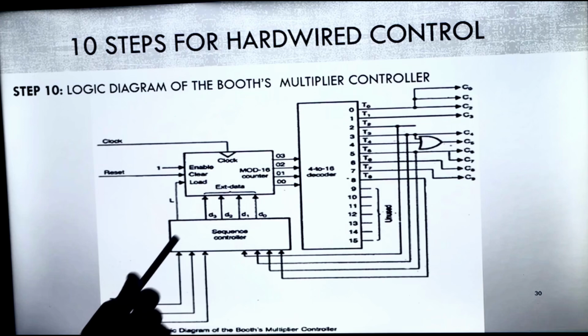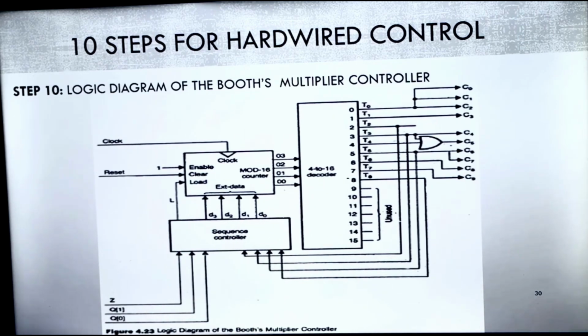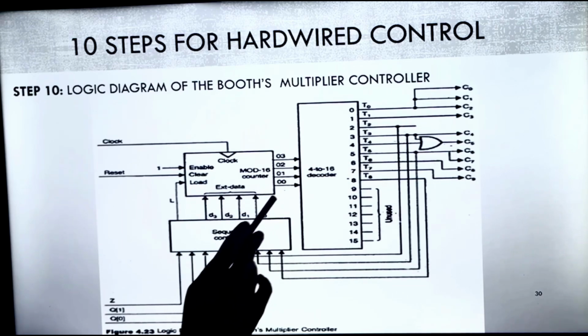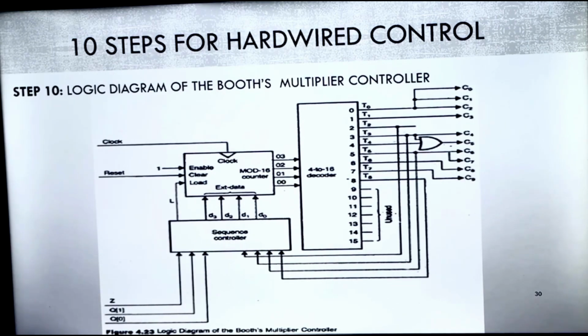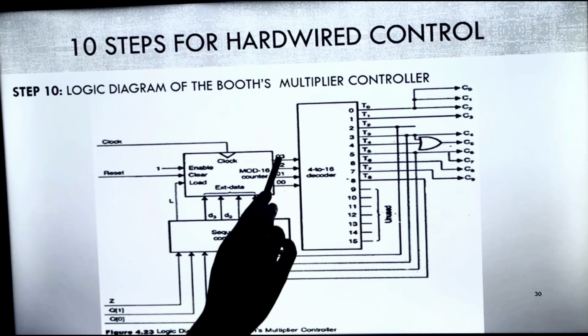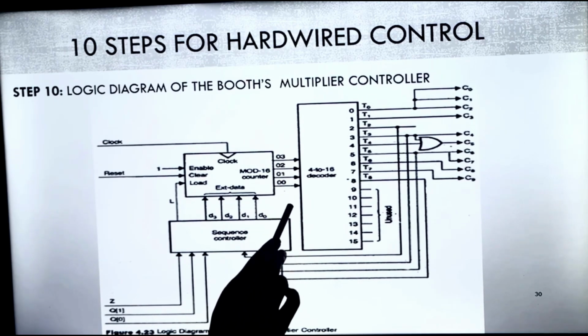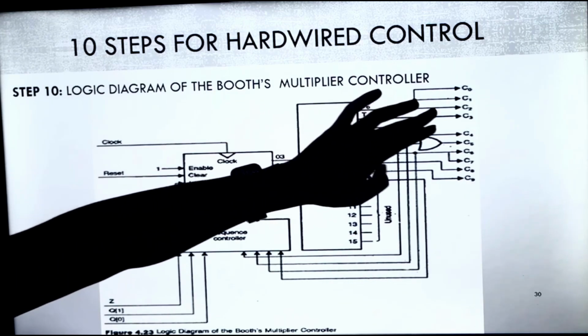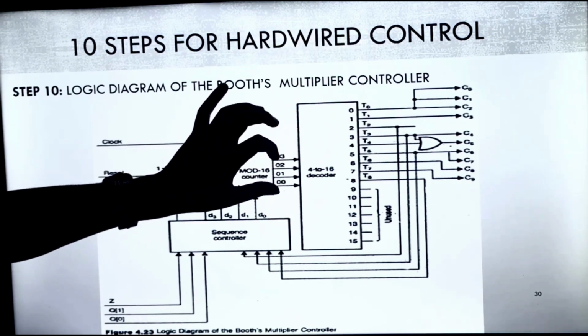See here what we have. This is a 4 to 16 decoder, which means I need 4 input signals for this. These 4 input signals will be generated by this mode 16 counter. It goes 0 0 0 0, next 0 0 0 1, and like this up to 1 1 1 1, with each clock pulse. So in the first clock pulse, you activate one of these signals, T0. 0 0 0 0 means T0.